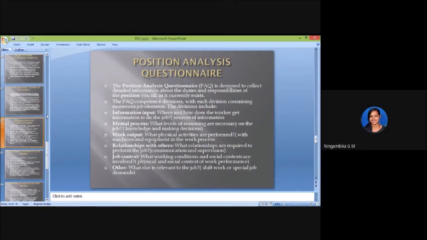The third one is work output. What exactly is the output he is producing? What physical activities are performed? Is he operating a machine and producing a product, or is he doing a presentation, or taking some type of decision? What is his output at the end of the month? That can be analyzed. The fourth one is relationship with others. How does he carry the relationship with the employer, and using that, how does he perform the job? When it comes to an organization, the relationship between employee and employer should always be good.